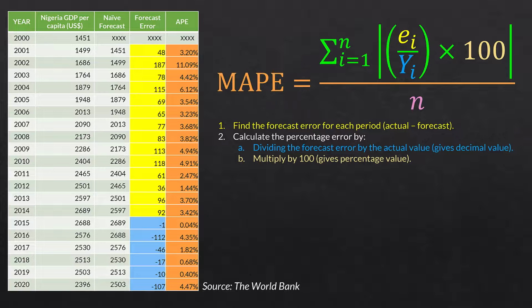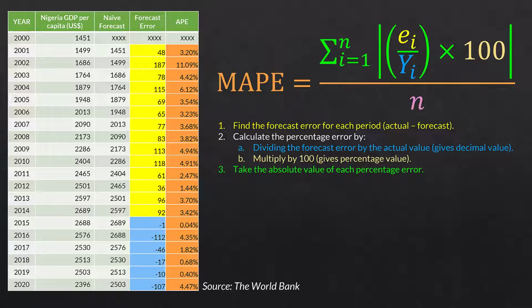Then we multiply by 100. That actually gives us the percentage value. So the division gives us a decimal, multiplied by 100. That gives us the percentage value we see there in the last column. So at this point, we would have percentages in the last column, but some of them would be positive and some of them would be negative.